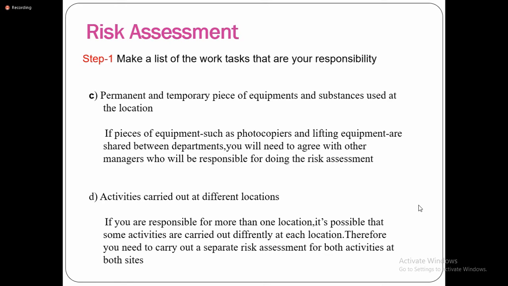Because you are doing it in a different location, there will be specific risk in that sort of area. Then you cannot have the same assessments in that area, right? Therefore, you have to carry out separate assessments for that. But sometimes maybe you will find common hazards, but the risk level would be totally different. Okay, understood?